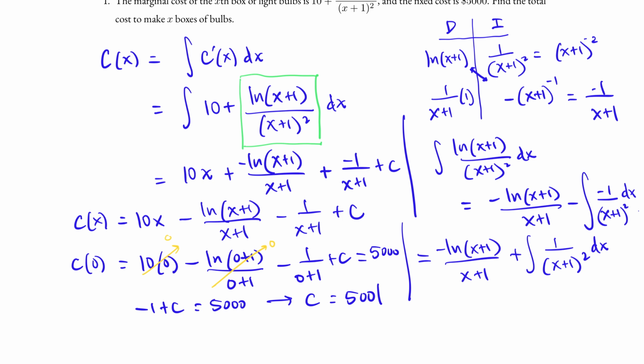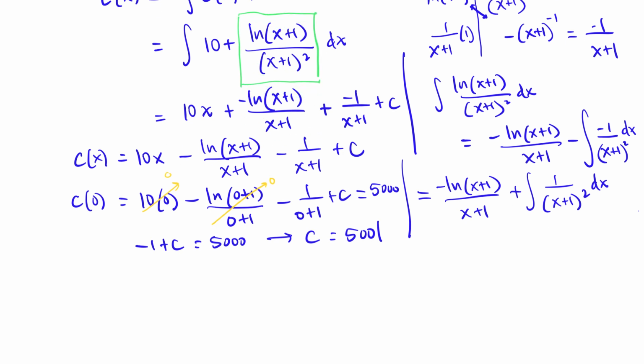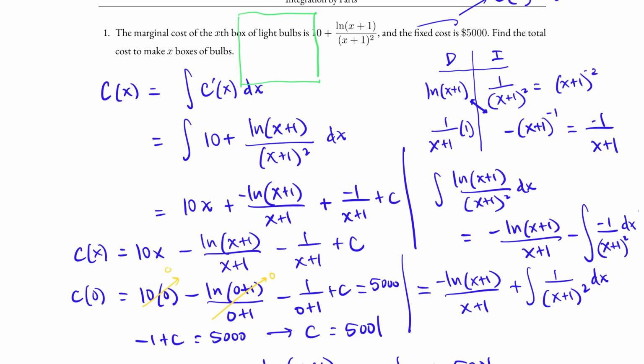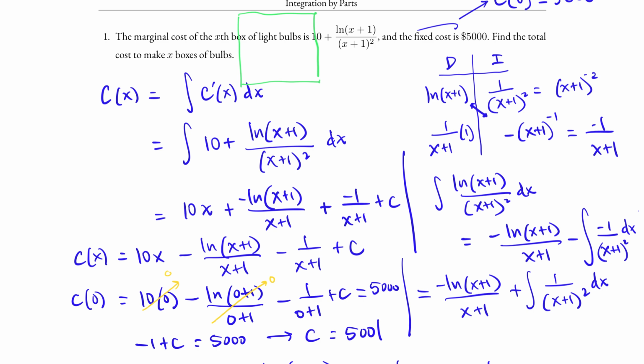The equation that we're looking for is C of x equals 10x minus ln of x plus 1 over x plus 1 minus 1 over x plus 1 plus 5,001. This will give us the total cost to make x boxes of bulbs.